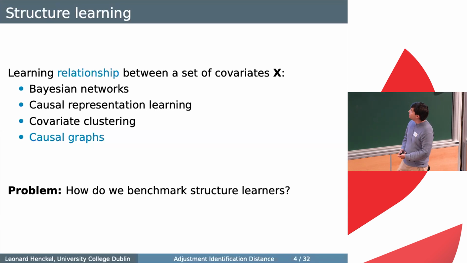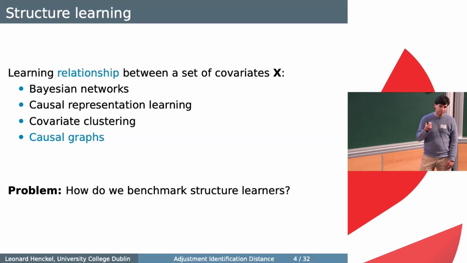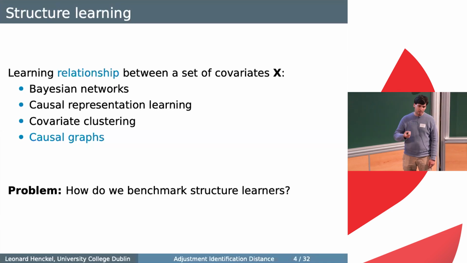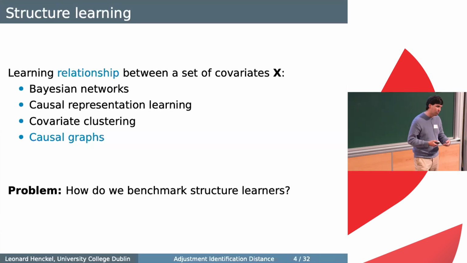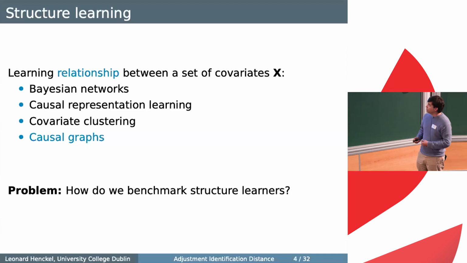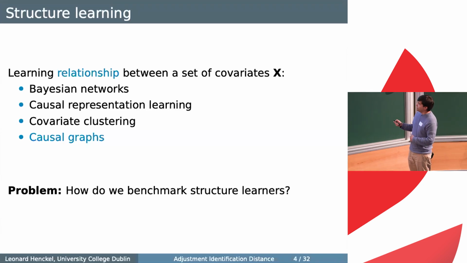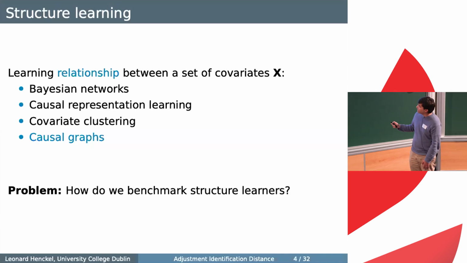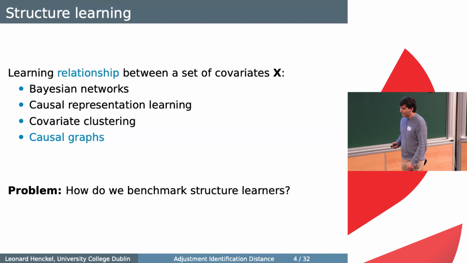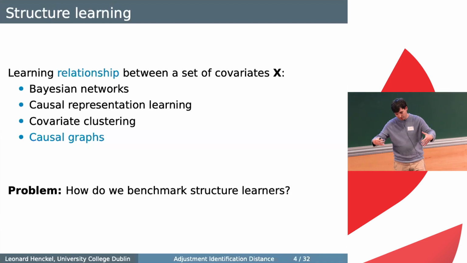Okay? So that means that one very important thing in this new era of research is that we need to have a very good understanding of what it means to do well and what it means to do badly. Okay? And so people have been working on this extremely hard problem, which is how do you learn the relations between a set of covariates? One of the sub-problems here is causal graphs, but there are other ones, such as covariate clustering or causal representation learning.